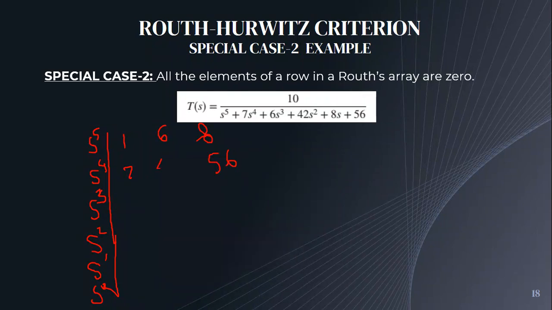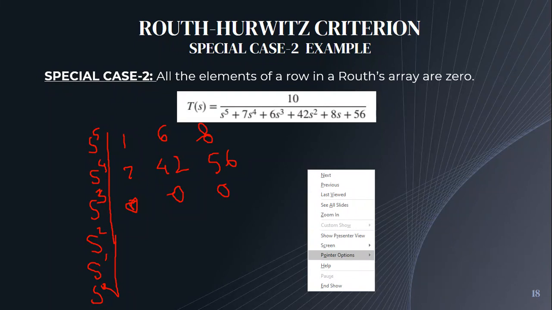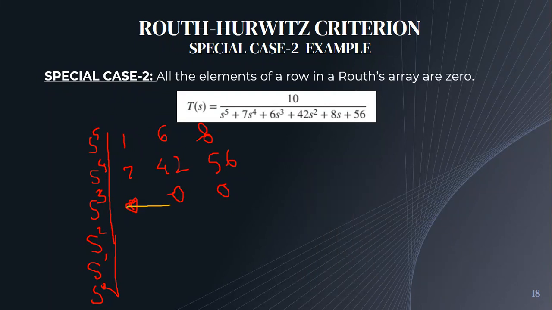This is 42. Now if I try to find out this row, it will become 7 into 6, 42 minus 42, 0, 7 into 8, 56 minus 56, 0. So all the terms in the next row are going to become 0. So in such cases what I will be doing is I will be trying to find out the auxiliary equation. So how do we find out auxiliary equation? So instead of this we will be having a new equation out of this.